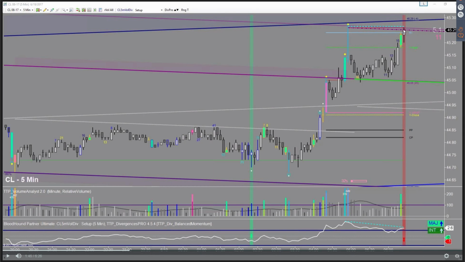That's the volume divergence signal. That's what I'm waiting for. Why? Because this is a 20-minute setup, so I prefer to see volume divergence on the 5 and/or the 2. I don't necessarily have to have it on a 20-minute setup, but when the market is screaming this strong to the upside, you've got divergence.